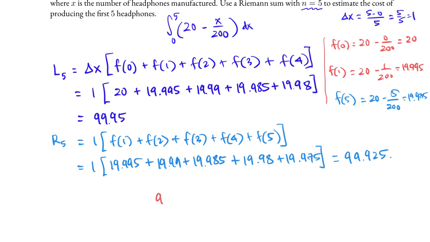So we take the left sum, 99.95, we add the right sum, 99.925, and divide it by 2. Again, this is the average of the two sums. We found the left sum, and then we found the right sum. The average will be 99.9375.